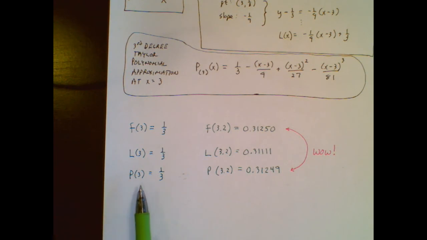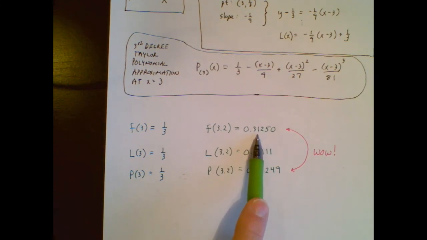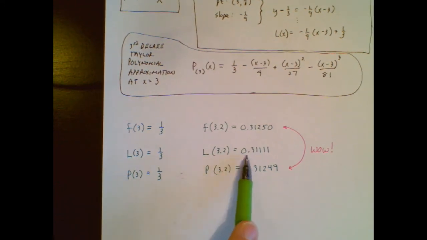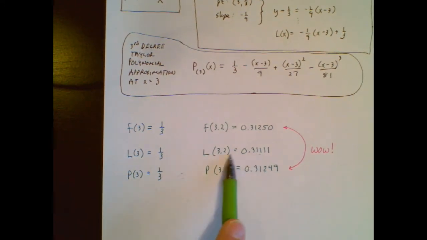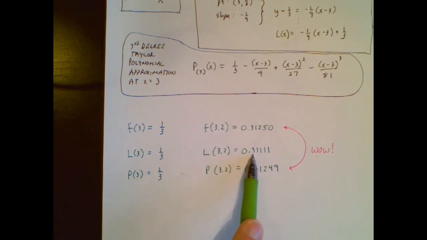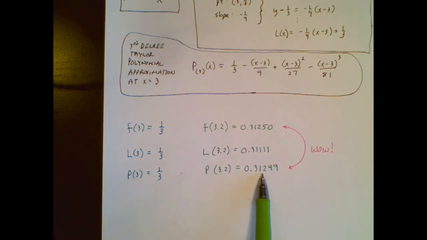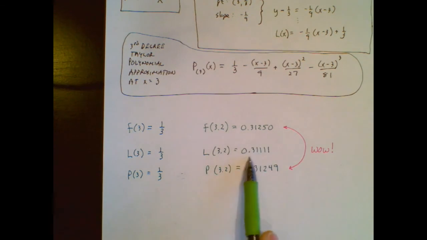So if I move away from x equals 3, the real value of the function is 0.3125. If I'm using the linear approximation, I get 0.3111. That's pretty good, but as you would guess, because we moved away from the center of attachment, we start to get a little bit of an error. Well, with this curvy approximation, look how much closer it is to the real deal than the linear approximation. That might not seem like a big deal, but I think the math people would say that's a big deal.